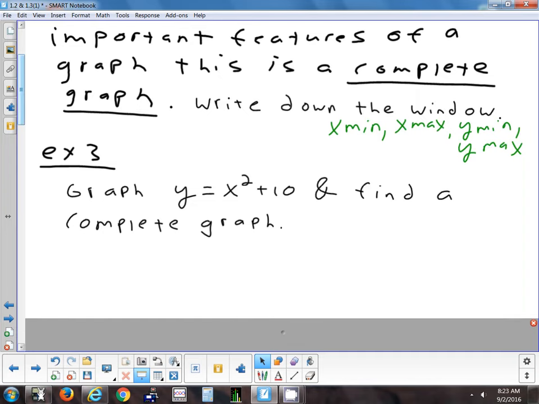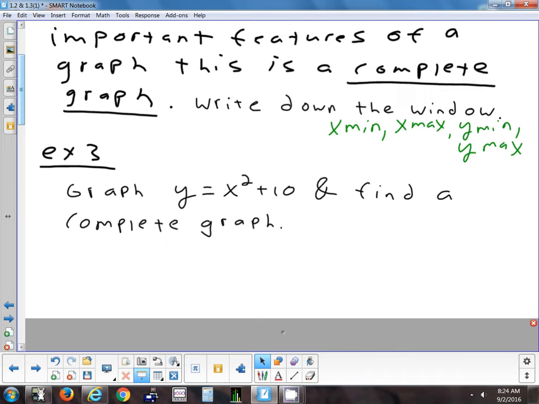All right, so for this one, I want to graph that shape, and I want to find a complete graph. Does anybody know what this is going to look like when we graph it? This is not linear. This is going to be curved. But what shape is that going to be when you graph something squared? Like a U shape. Does anybody know what that's called? Yeah, parabola. So that's going to be a parabola.